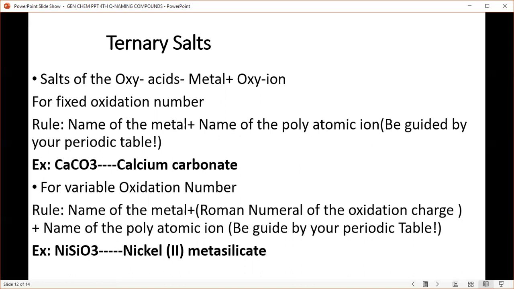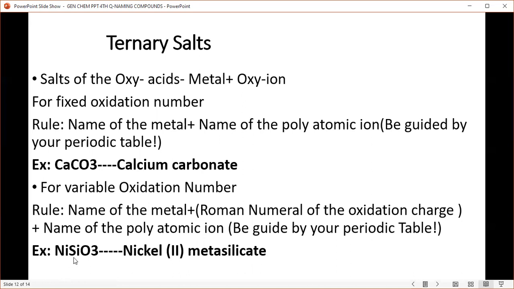Next, we have metals having variable oxidation numbers. The rule: name the metal first, then enclose in parentheses the Roman numeral of the oxidation charge, plus the name of the polyatomic ion as stated again in your periodic table of elements. So how will we know the original oxidation charge of the metal? Again, look at the chemical formula.